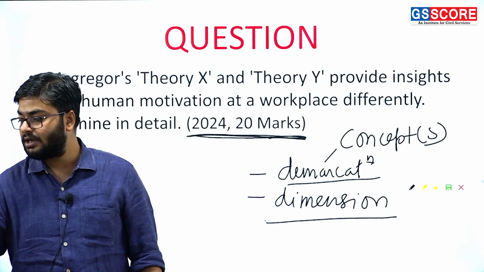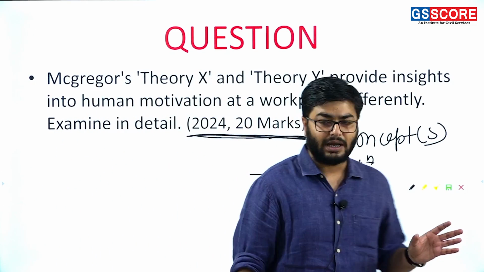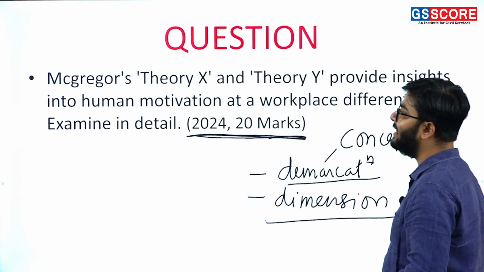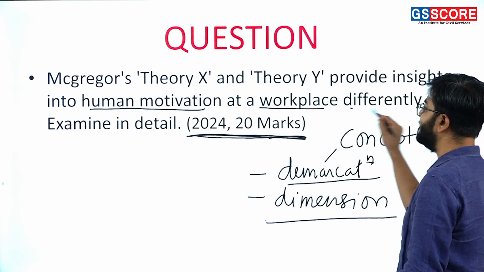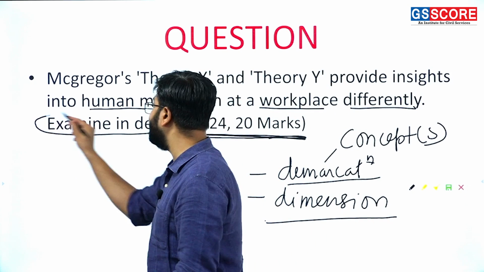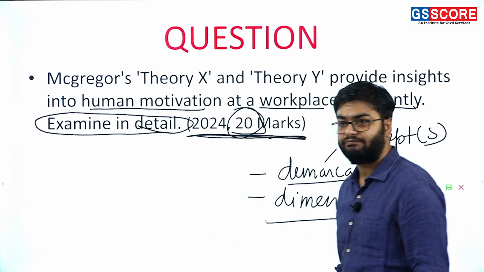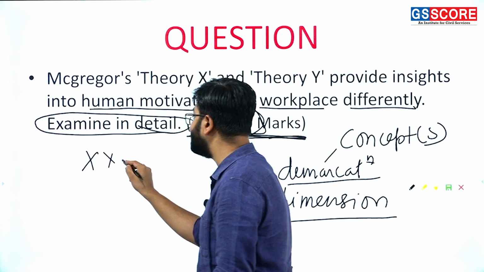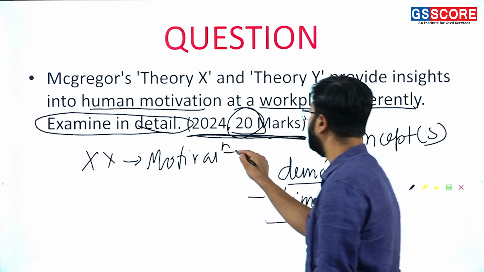So let us look at the question here. McGregor's Theory X and Theory Y provide insights into human motivation at a workplace differently. Examine in detail. And this was a 20 marker, right? So it is all about Theory X and Y and relating it to motivation at a workplace.